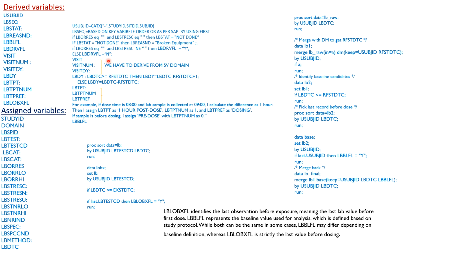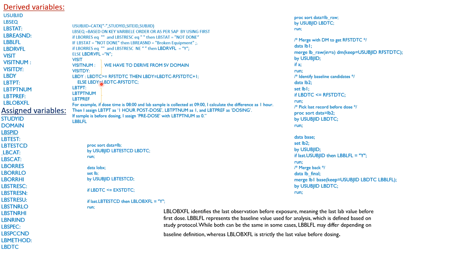Here is one more flag variable derivation, LB derived flag. When the original results are missing and only the standard results are not missing, then the derived flag will be Y, or else N. In some cases we will get only standard results directly. That time we'll derive the derived flag. Visit number and visit we already know, so we have to derive them based on the SV domain.